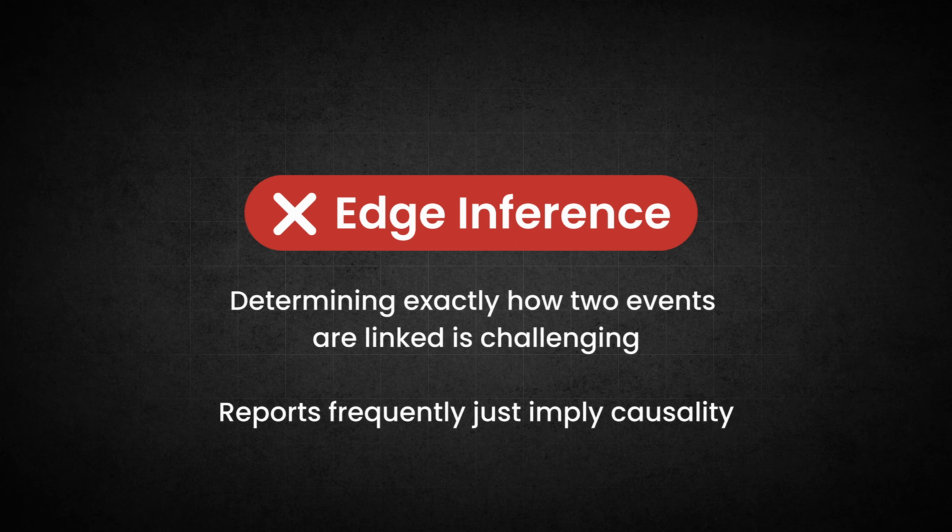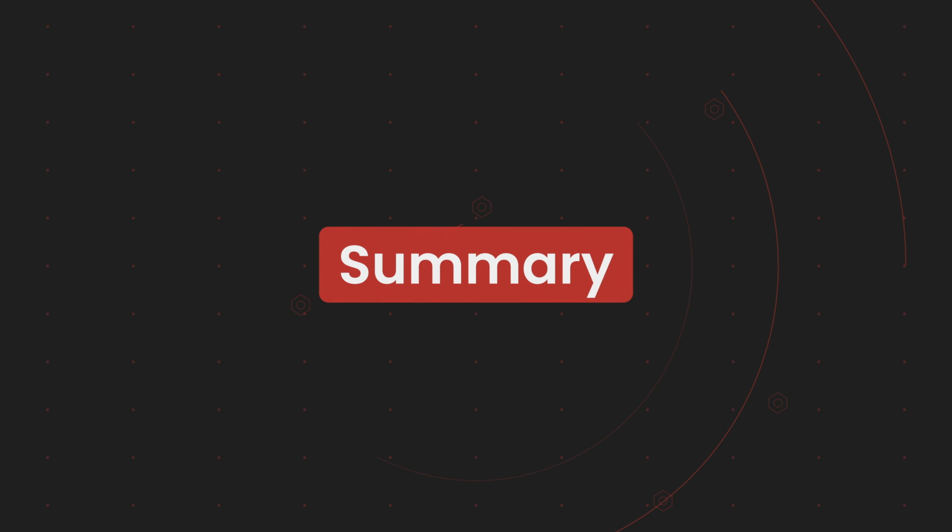Third, we have edge inference. Determining exactly how two events are linked, the edge in the graph, is often harder than identifying the events themselves. Reports frequently imply causality rather than stating it explicitly. FlowViz has to infer that causal connection, and that inference isn't always perfect.